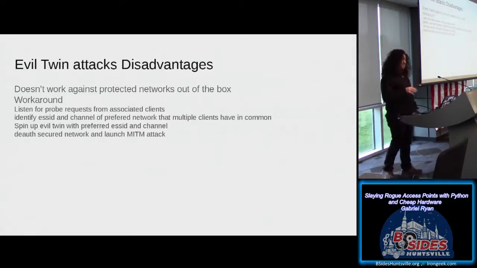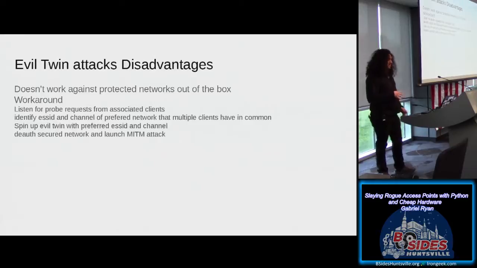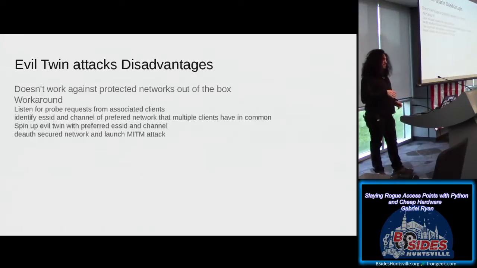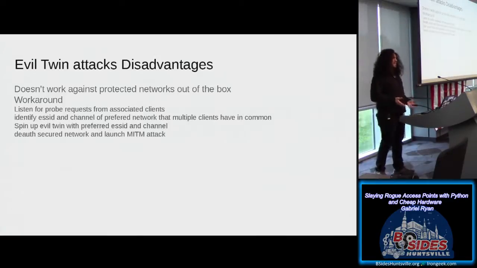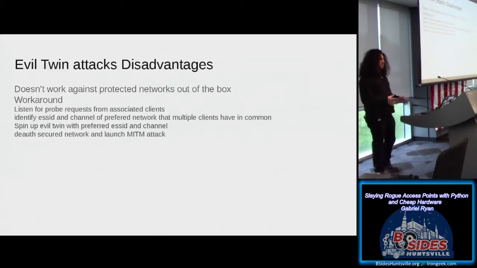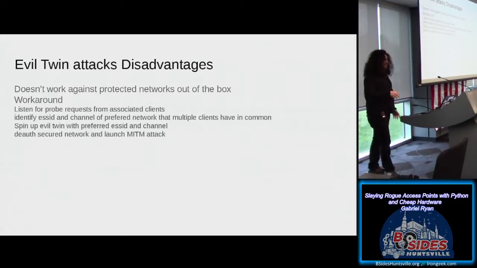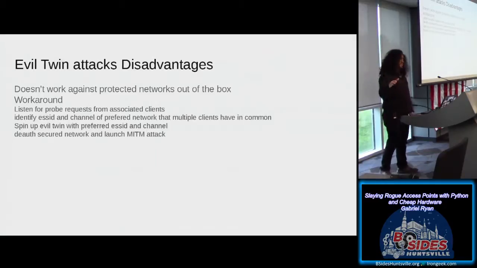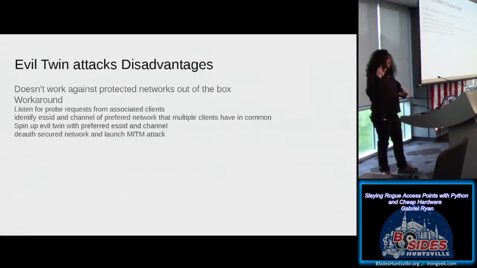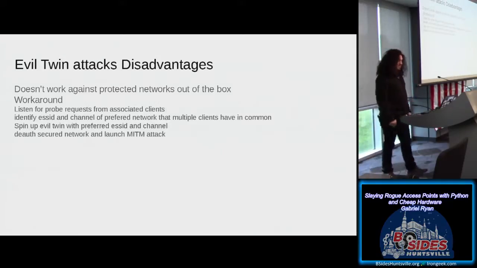So what you can do is listen for those probe requests coming from devices that are associated with the target network, and use that to identify a preferred network that is common amongst multiple of these devices. Then you can just spin up a rogue access point that has the SSID and channel of that. The cool thing is, if you send some deauth packets to the target, they'll drop their connections and connect to your evil twin of the preferred network that all these clients have in common, and you can go from there.